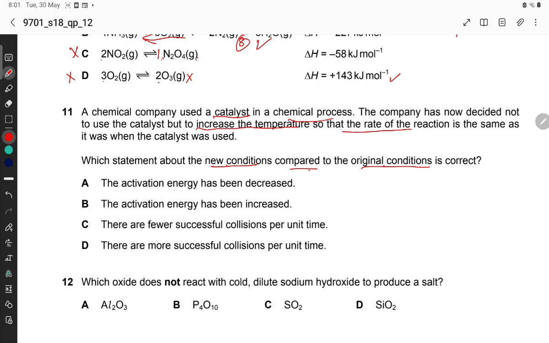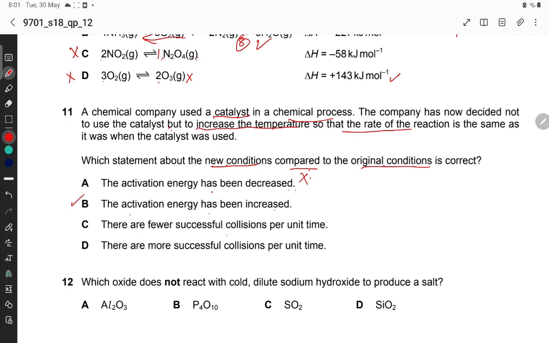The activation energy has been decreased. Yes, in the case of a catalyst, activation energy is decreased, but in the new conditions the catalyst is absent and the temperature is increased. So this is incorrect, because in the absence of catalyst, the activation energy has been increased in the new condition. So it is correct.